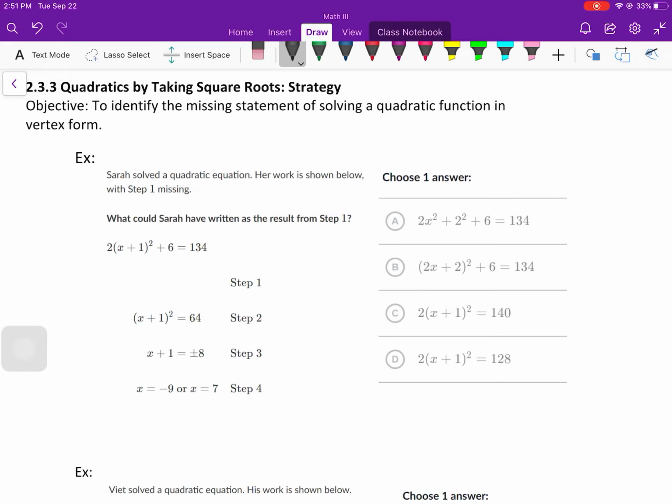These are always fun problems. Not really. I know everyone really kind of hates these things, but we're going to figure out what should be in this step. So if we were going to solve this, what should we do first?